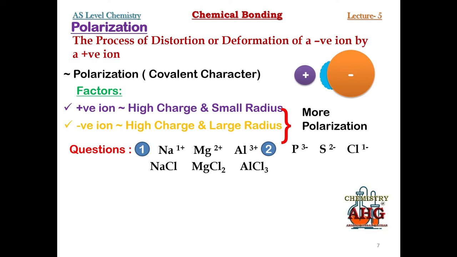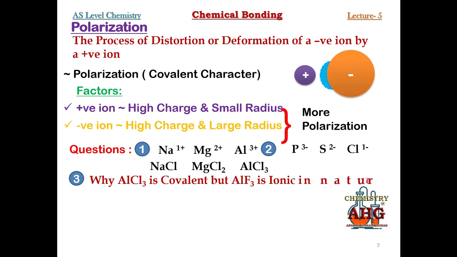Next question. Now again, as I have told you, some information will be given to you. Based on that information, you will have to answer the question. Look at this question. We have been given two compounds of aluminum. One is aluminum chloride, one is aluminum fluoride. It is clearly mentioned aluminum chloride is covalent, aluminum fluoride is ionic. Explain why.